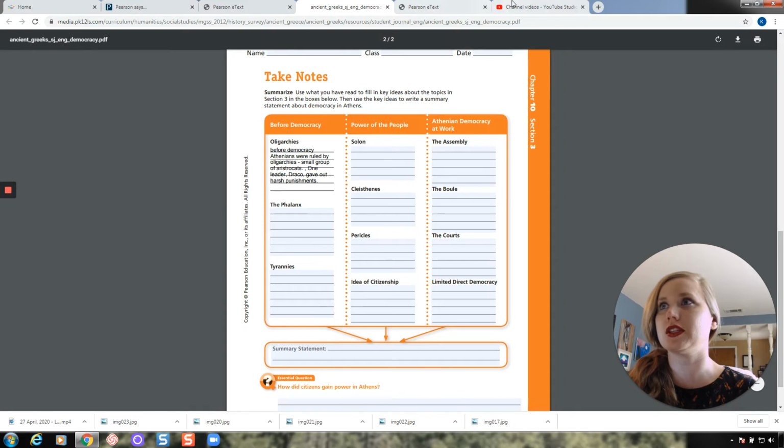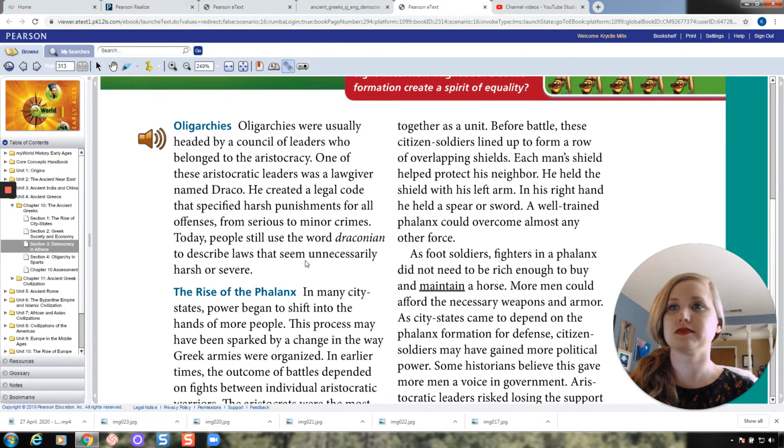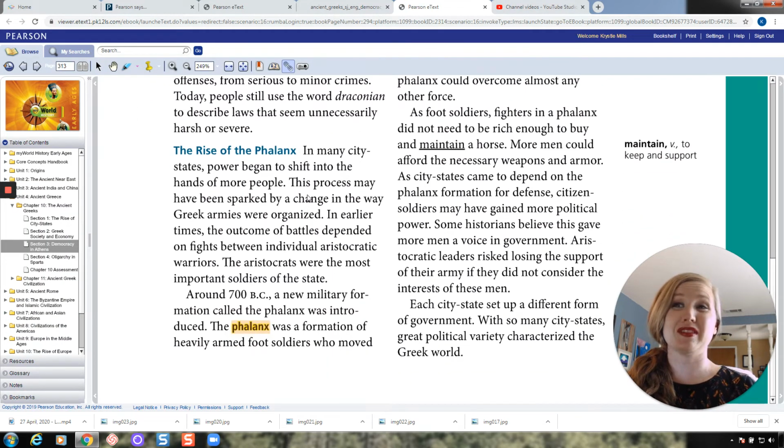Let's go ahead and read the next one. The rise of the phalanx. In many city-states, power began to shift into the hands of more people. This process may have been sparked by a change in the way Greek armies were organized. In earlier times, the outcome of battles depended on fights between individual aristocratic warriors. The aristocrats were the most important soldiers of the state. Around 700 BC, a new military formation called the phalanx was introduced.